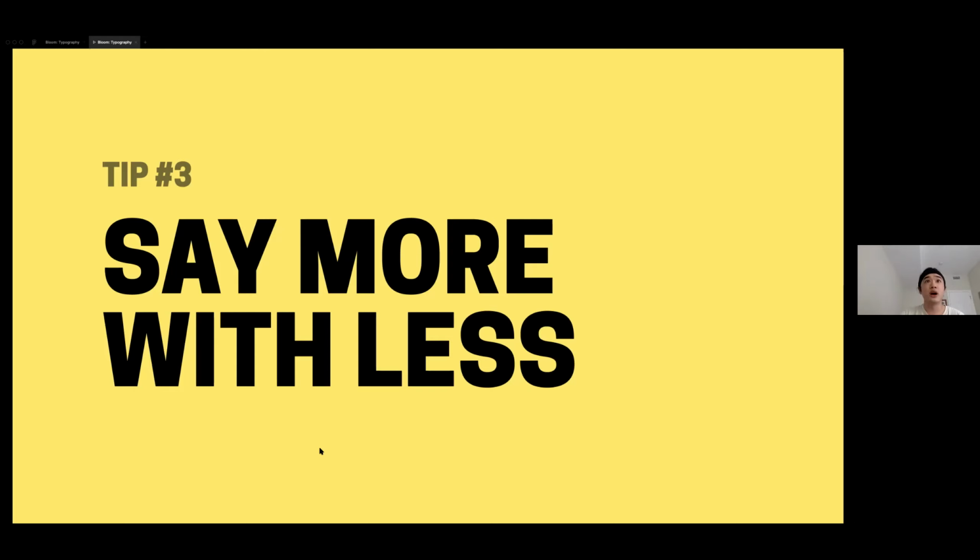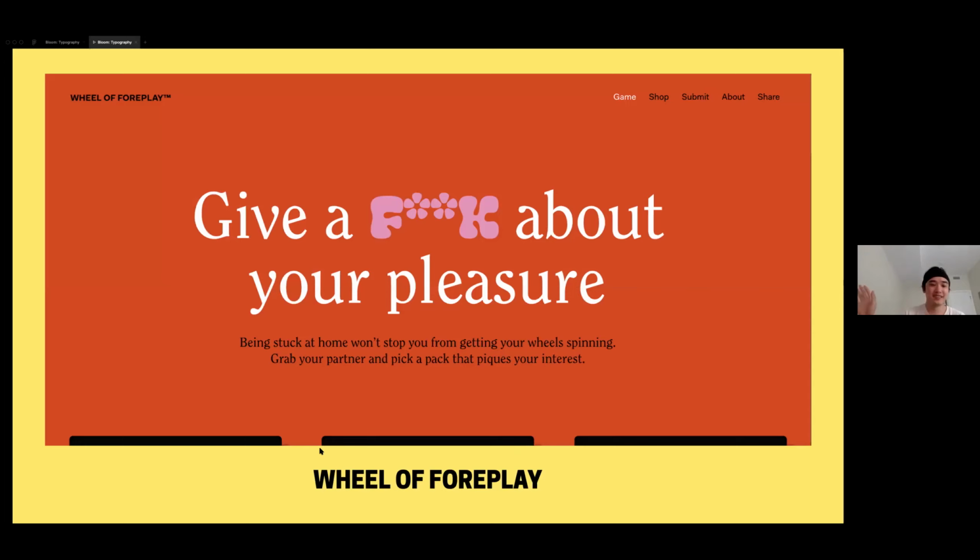A good example I found was this website called Wheel of Foreplay. It's a sex positive environment. This website has a really short headline and it's very tongue-in-cheek about its usage, but also uses the color and the space well with just a few words. They even have a second display font interlaced with the display font they chose, and it really communicates what they're trying to say.